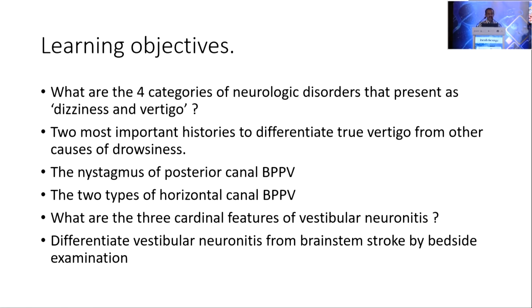What are the 4 categories of neurological disorders that present as dizziness and vertigo? What are the 2 most important histories to differentiate true vertigo from other causes of dizziness? The nystagmus of posterior canal BPPV, the 2 types of horizontal canal BPPV, the 3 cardinal features of vestibular neuronitis, and how to differentiate vestibular neuronitis from brainstem stroke.